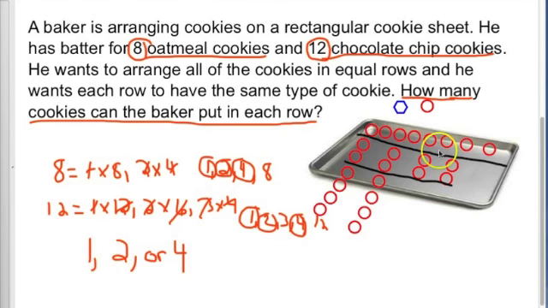He can also have 2 rows of oatmeal cookies, or he can have 4 rows, 1, 2, 3, 4. And you can see that there are the same number, because remember he wanted the same type of cookie in each row. So these are all oatmeal cookies, so he would have the same type in each row, and we could do the same thing with demonstrating the chocolate chip cookies.